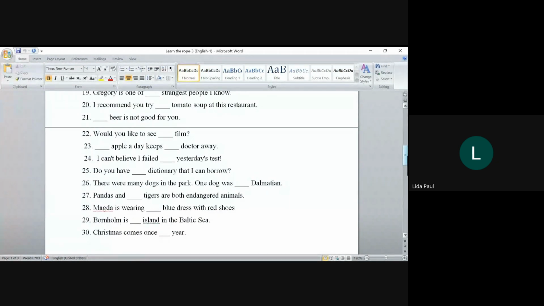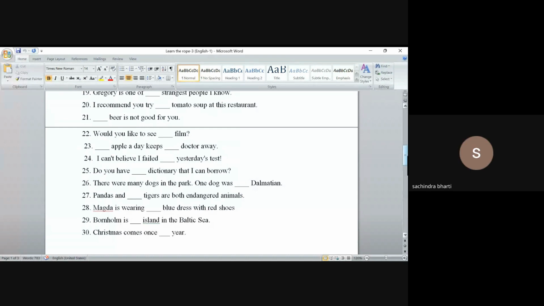Would you like to see dash film? Would you like to see the film or a film? So, specificity. If you're referring to a specific film, then you can say, would you like to see the film? Or if you don't mean anything specific, any film is what you're referring to, then would you like to see a film, right? So both "a" and "the" can be used based on what you're indicating. So specific or non-specific.